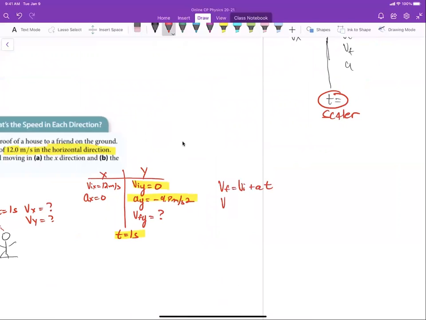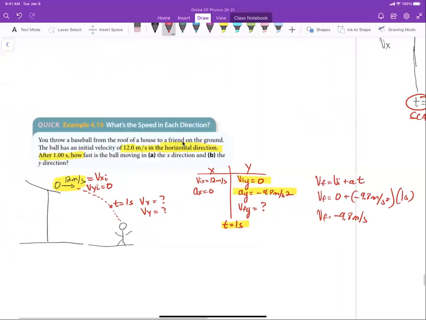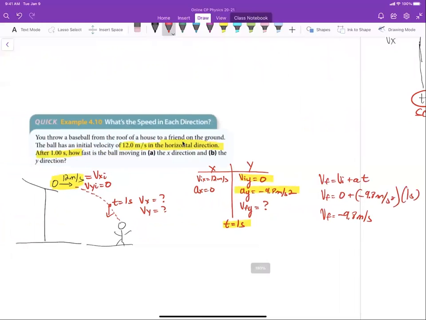And so V final is equal to 0 plus negative 9.8 meters per second squared times 1 second. V final equals negative 9.8 meters per second. Now, does that make sense? Does it make sense that, let's say right about there, it has a negative velocity in the y direction? Sure it does, coming downward, okay? What is its velocity in the x direction?